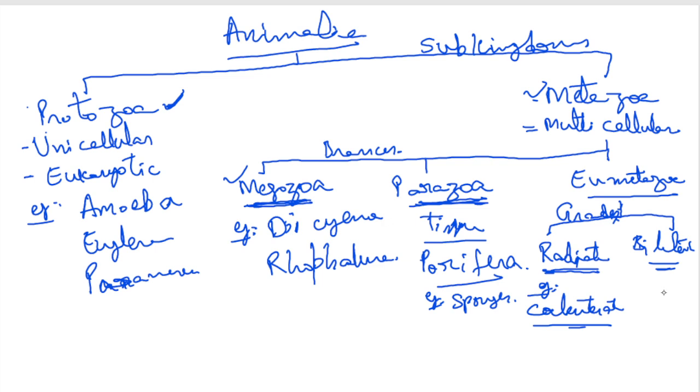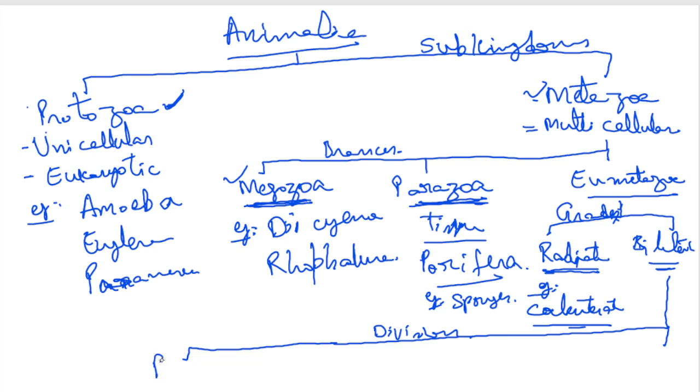And the Bilateria have bilateral symmetry. These bilateral symmetry animals, the Bilateria, are again divided into two divisions. The first division is Protostomia, and the second division is Deuterostomia.